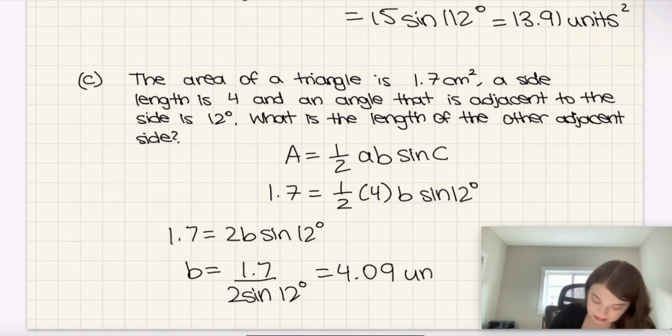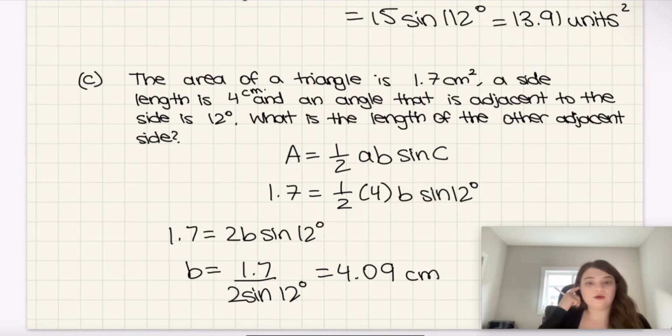And that would just be in units. Actually, in this case, they told us the units. They told us it was square centimeters for the area. So therefore, this would be in centimeters. And presumably this 4 is in centimeters as well. The question actually should have said, and it didn't, so my apologies for that. But yes, it's going to be 4.09 centimeters for the other adjacent side there.